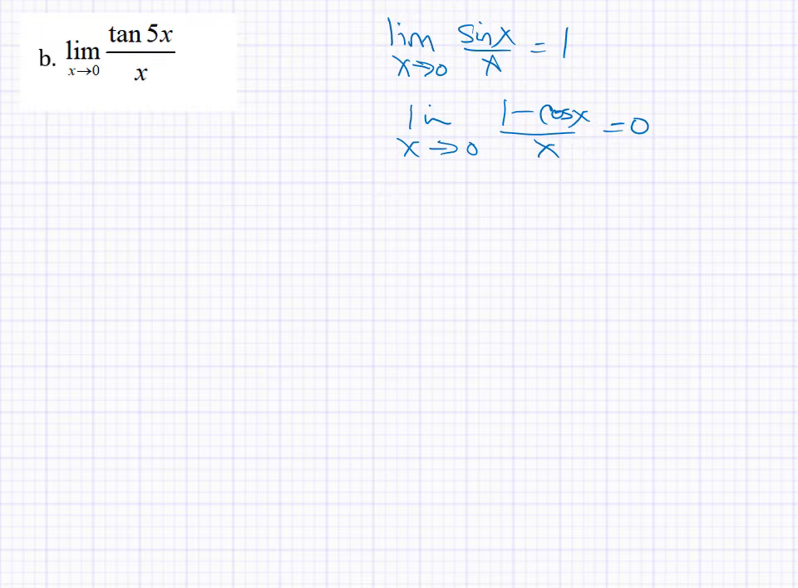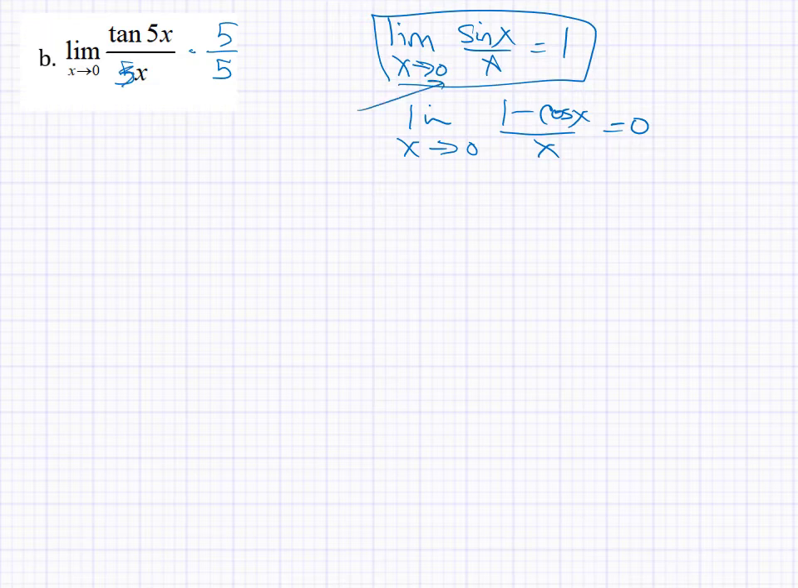Well, we're going to have to mess around with some trig identities and use these. And really, we're going to end up using this one. So a couple of things here. First, I'm going to multiply this fraction by 5 over 5, mainly because I want this 5x to be down here, so that I can use this limit here. All right. So what I have is the limit as x approaches 0 of 5 times tan 5x over 5x.